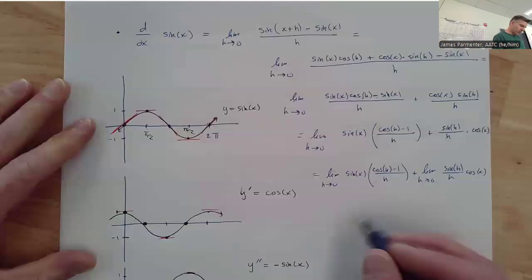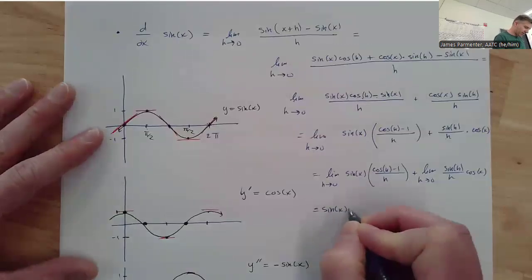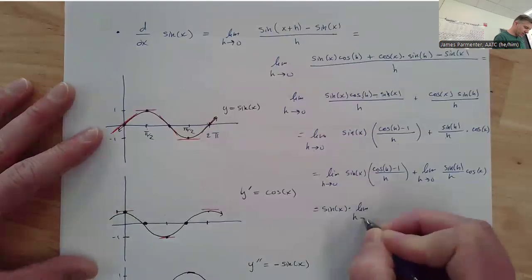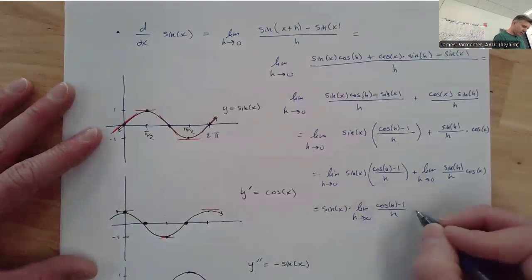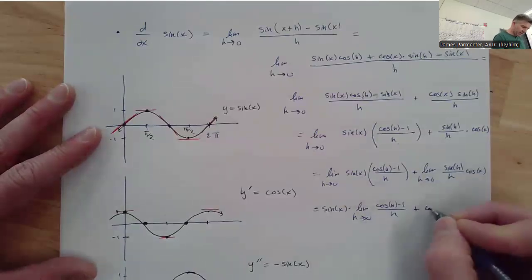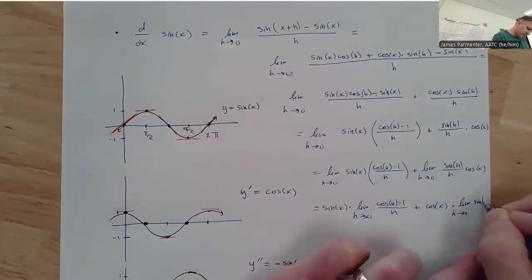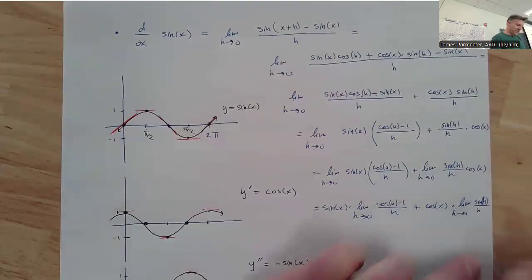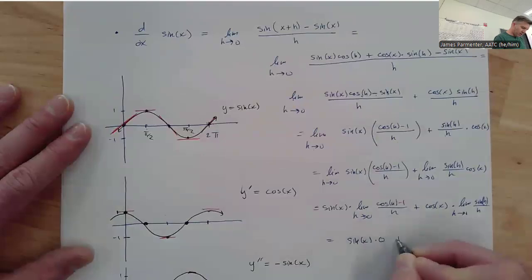So we're going to rewrite this one more time as sine of x times the limit as h goes to 0 of cosine of h minus 1 over h, plus, here we're going to pull out the cosine of x times the limit as h goes to 0 of sine of h over h. And then finally we can say, that's going to be sine of x times 0 plus cosine of x times 1, which is just equal to cosine of x.